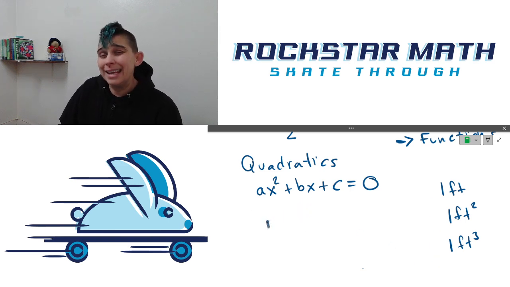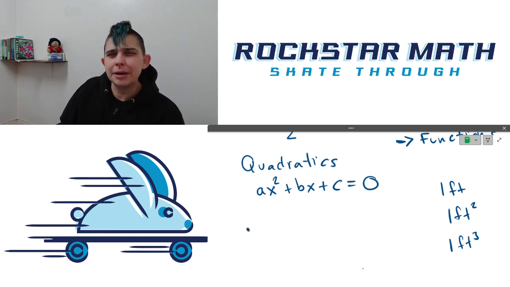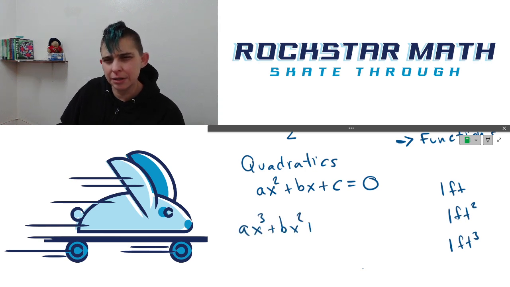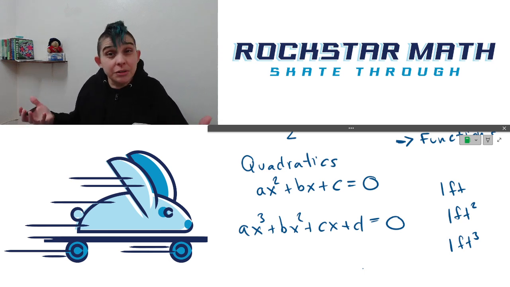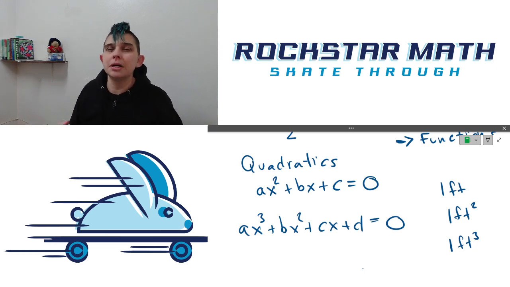All right, so in Algebra 2, you're going to step it up to higher degree polynomials. It might look something like ax cubed plus bx squared plus cx plus d equals 0 now. Okay, it might be 4th power, it might be 5th power. What are those graphs going to look like? That's what you're going to explore in Algebra 2.